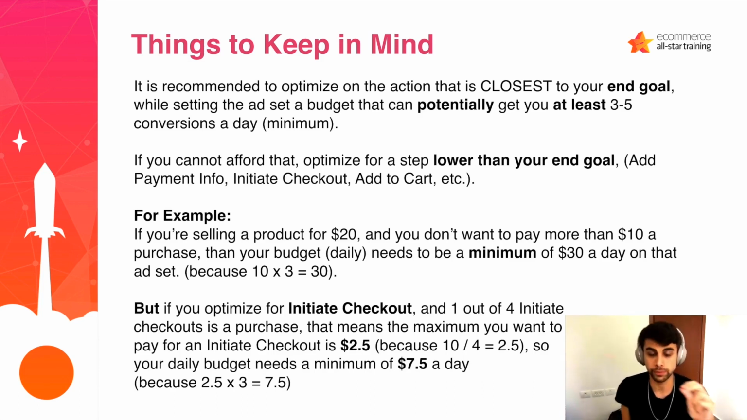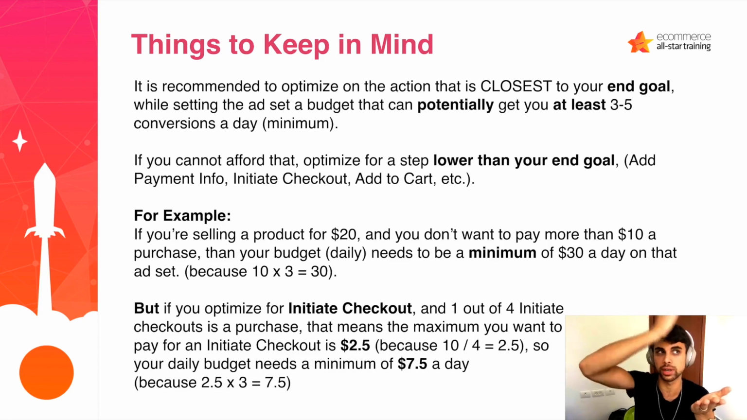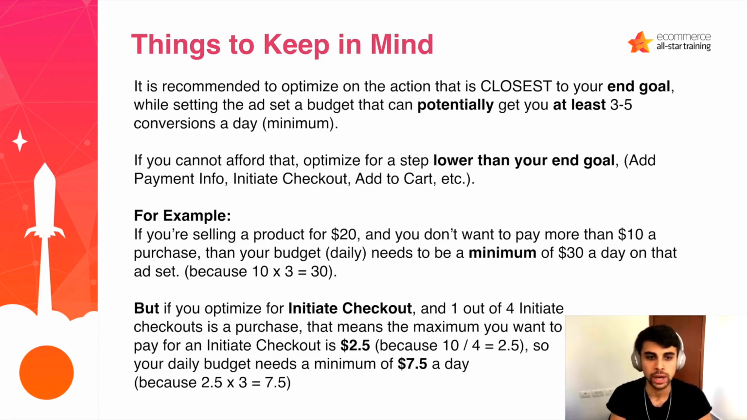But again, if you can't even afford that, the $30 a day or the $60 a day, depending on the product cost and how much you're willing to spend to acquire a purchase, then this is where you want to consider optimizing for a step backward. So let's say you optimize for initiate checkout, which is 2 steps before purchase. Remember, there's view content, add to cart, initiate checkout, add payment info, and then purchase.